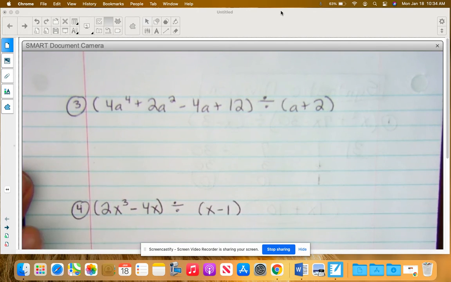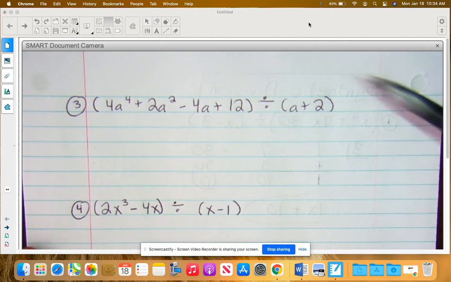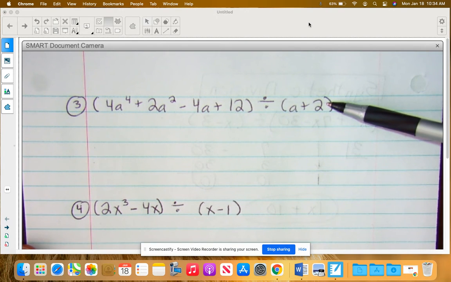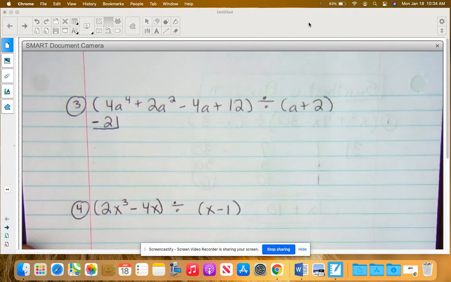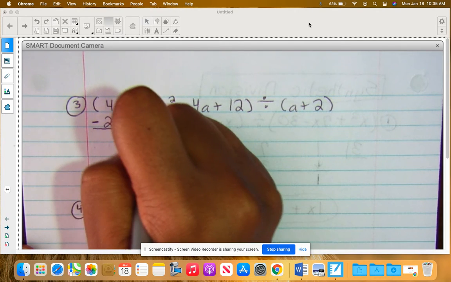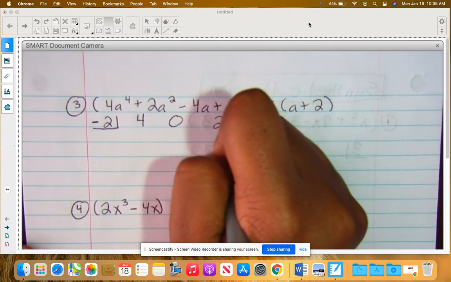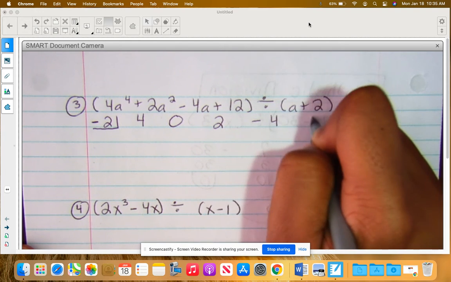So we're on number 3. All right, so we're going to do synthetic division. The opposite goes in a box. So this is a plus 2. Negative 2 is going to go off to the side in a little area by itself, like a box. Now we're going to line up our coefficients. Be careful. This one needs a placeholder. It goes a 4, a 2, a 1, and then a number. We're missing a to the 3rd power because we go from 4 to 2. So when I line up my coefficients, it's going to be 4, 0, 2, negative 4, and 12.